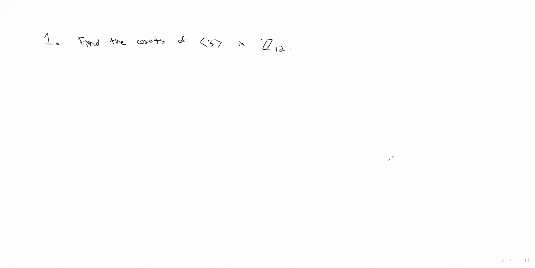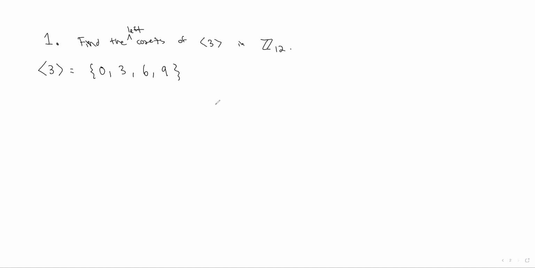Okay, so the cosets of 3 in Z12. I'll say the left cosets, but here the left cosets and the right cosets are the same. First of all, what's the subgroup generated by 3? It's 0, 3, 3 plus 3, 3 plus 3 plus 3.